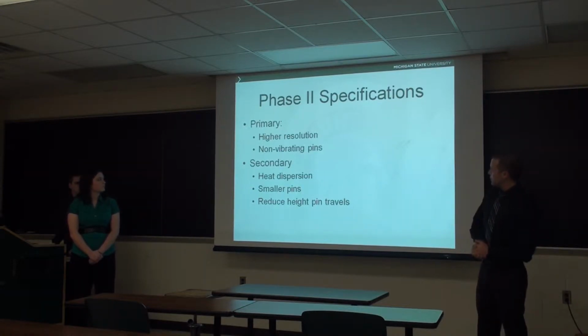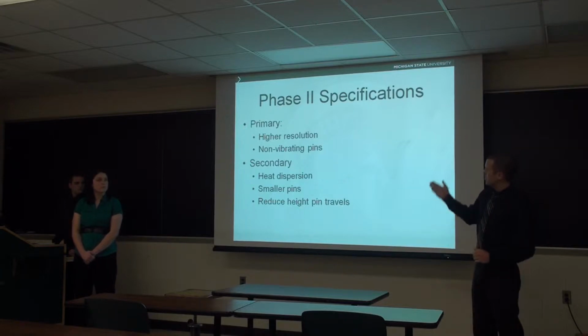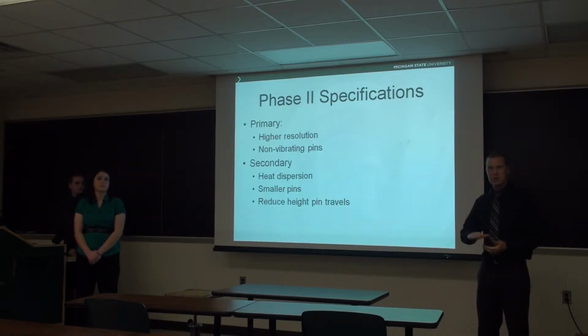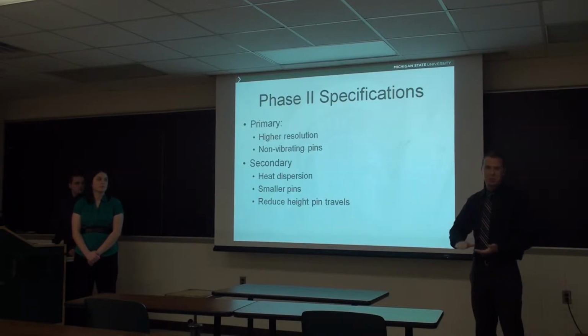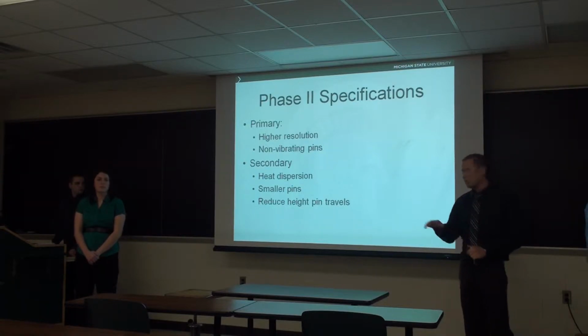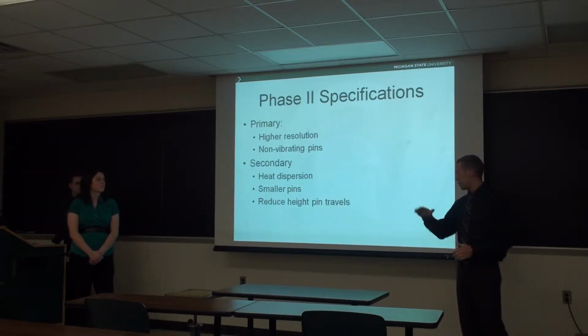Basically for Phase 2, our primary goals would be to increase the resolution and reduce the vibration on the pins so that users can actually feel better what the image is supposed to look like. Secondary, we would like to reduce the heat on the device, possibly use smaller pins to make it more like Braille, which is what they're used to using for the most part, and reduce the height that the pin actually travels.